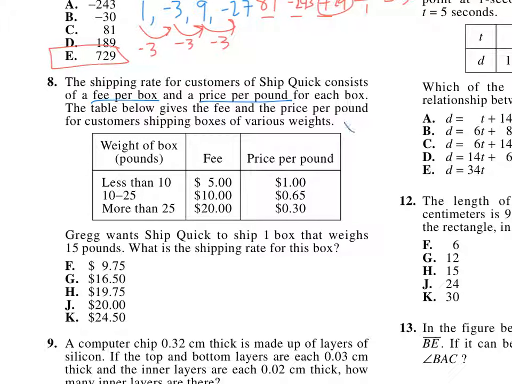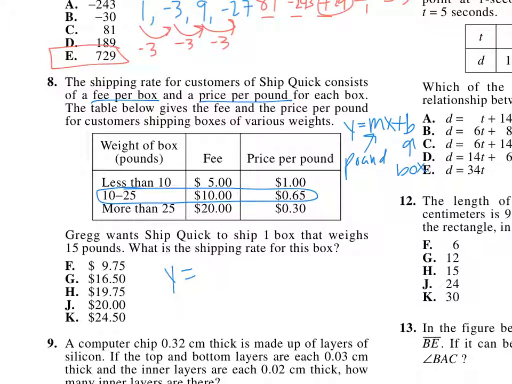So these are all going to fall into a linear pattern, y equals mx plus b, where the b is the fee per box and the m is the fee per pound. Greg wants Ship Quick to ship one box that weighs 15 pounds. What is the shipping rate for this box? So 15 pounds is in this middle category.